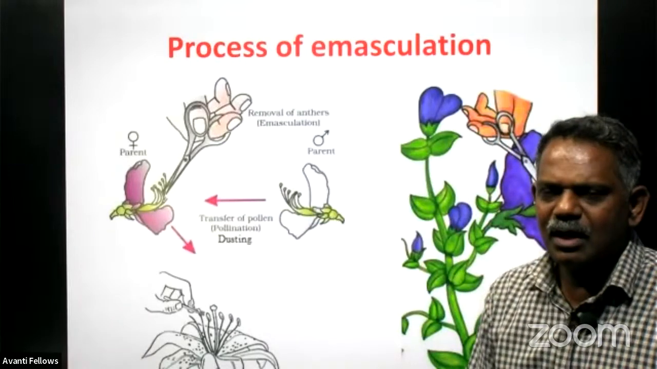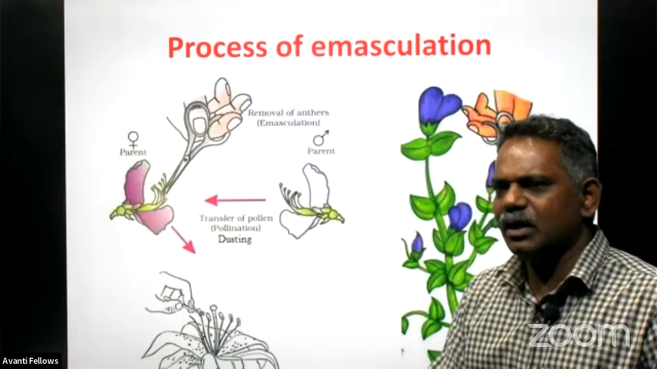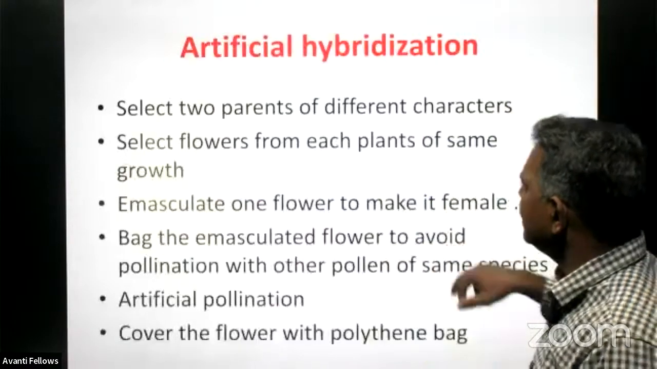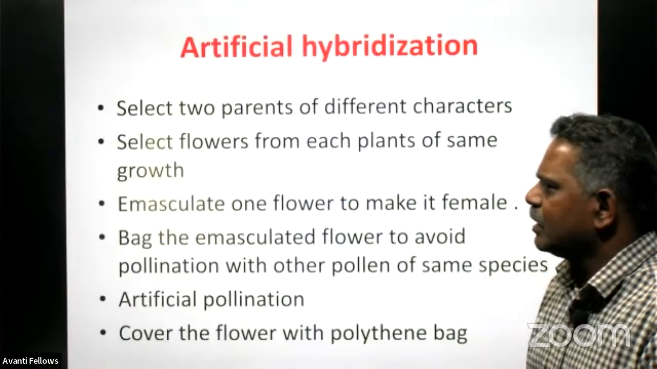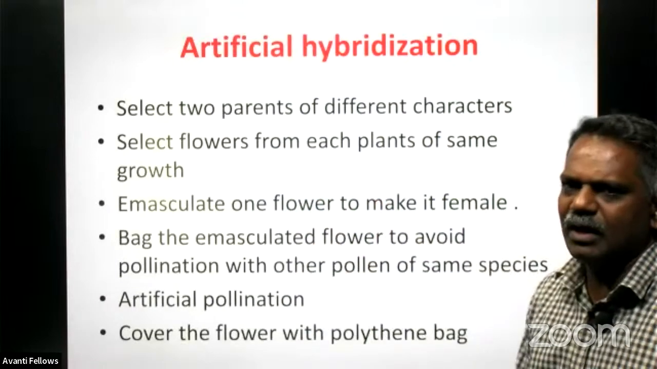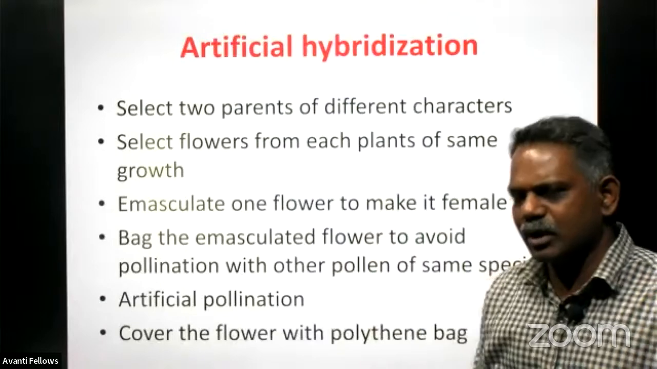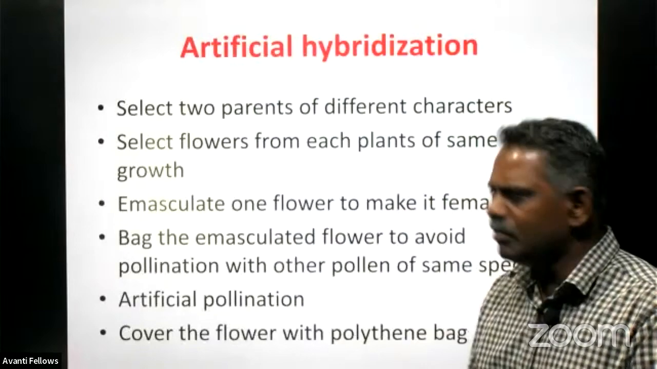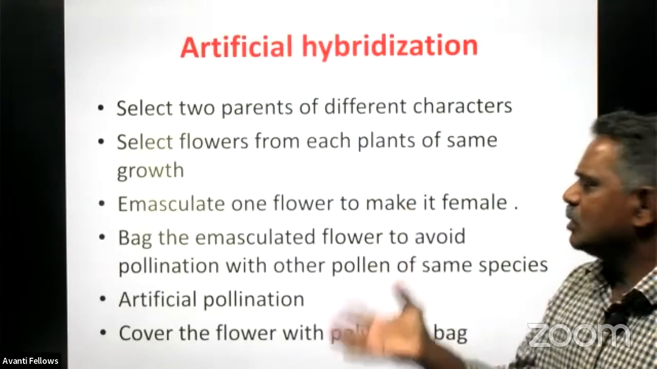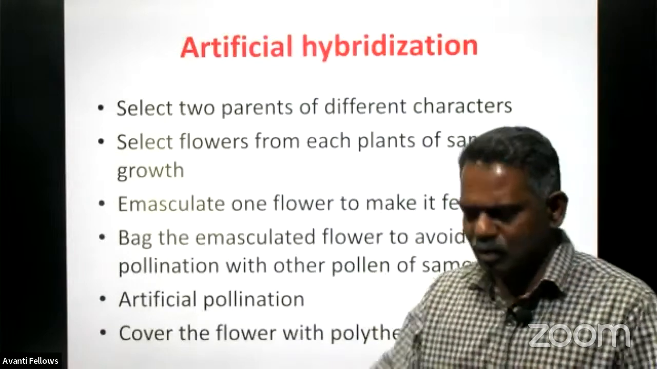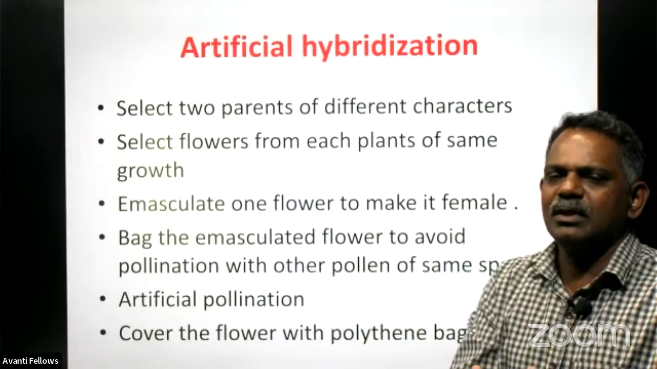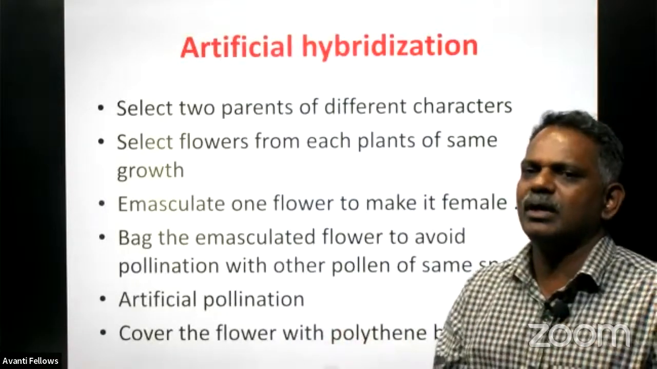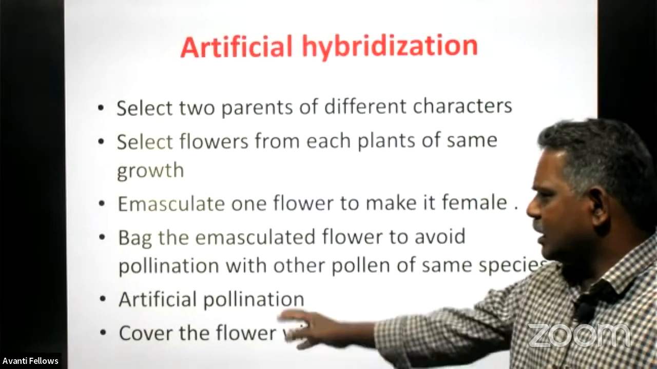The emasculation. And actually emasculation is for converting a bisexual flower into a unisexual, that is a female flower only, because we selected this flower as the female flower, right? Emasculate one flower to make it female. Remove all the male reproductive parts before maturity, so naturally that flower will be converted into a female flower only, and bag the emasculated flower to avoid pollination. After emasculation, we have to cover that flower with a polythene bag to avoid unnecessary pollination with unwanted pollen grains. Then artificial pollination.